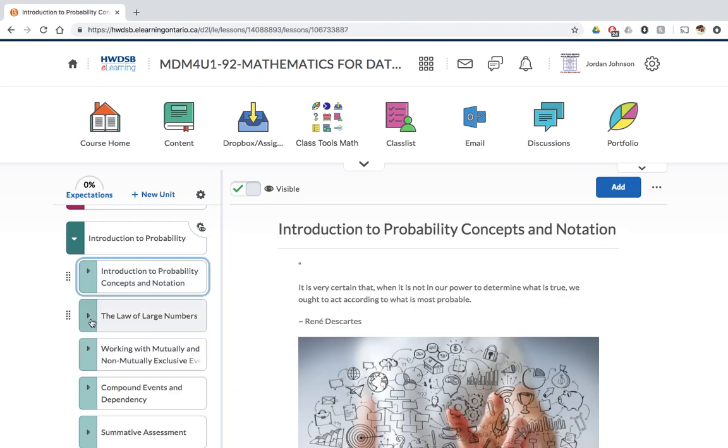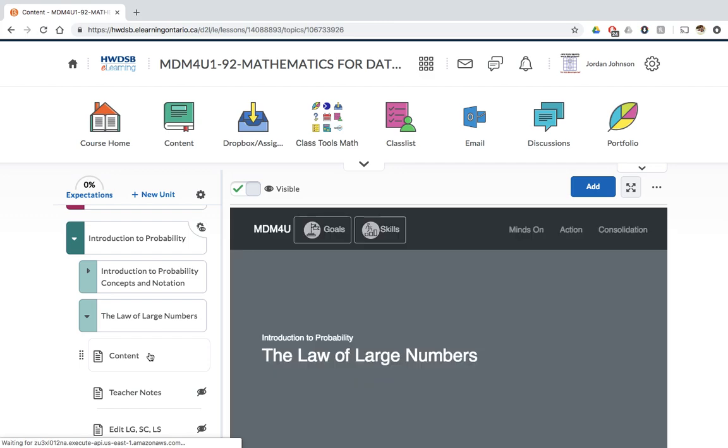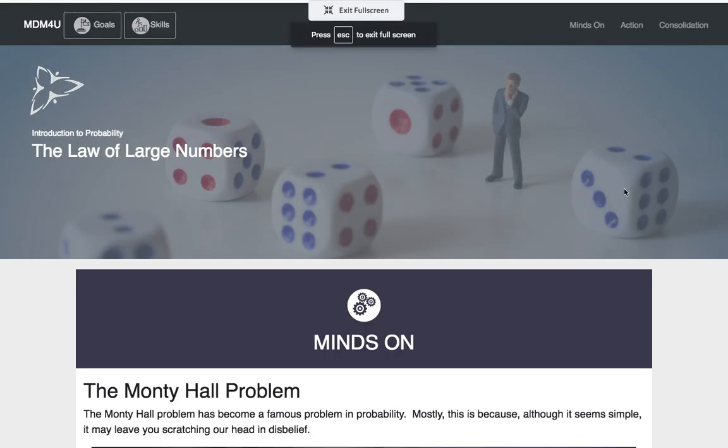Now, very quickly, well, not very quickly, but I'll try as quick as I can. We're going to go to the law of large numbers. And basically what the law of large numbers states, that we're trying to learn here, is that the more often you do something, the more accurate the theoretical probability will be.